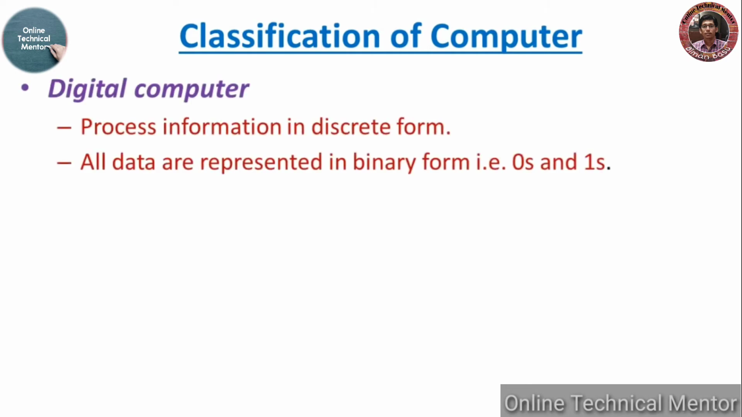Next, let me show you the classification of computer. Computer can be classified as digital, analog and hybrid. Let's start with digital computer. It processes information in discrete form. All data are represented in binary form, that is zeros and ones. The accuracy of digital computer is quite good.